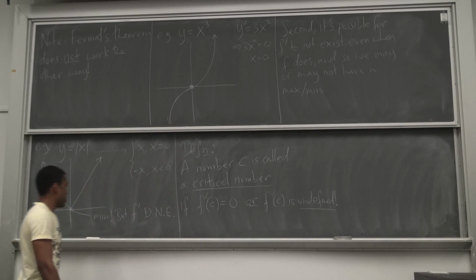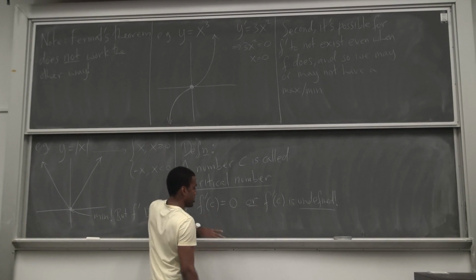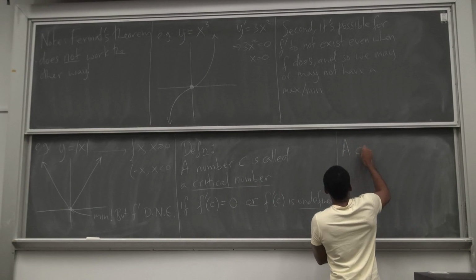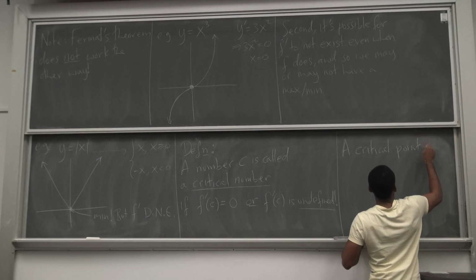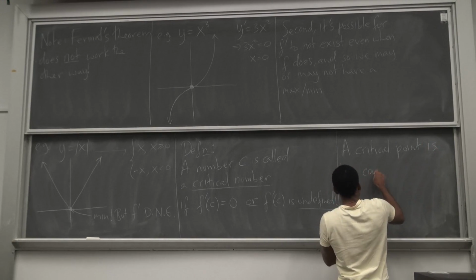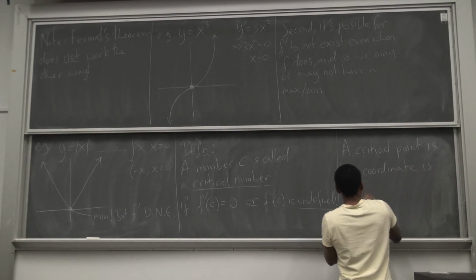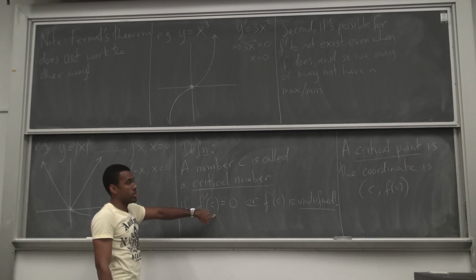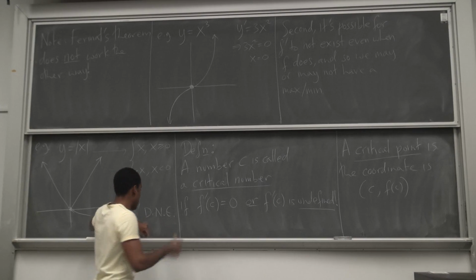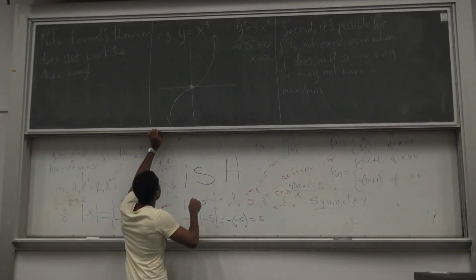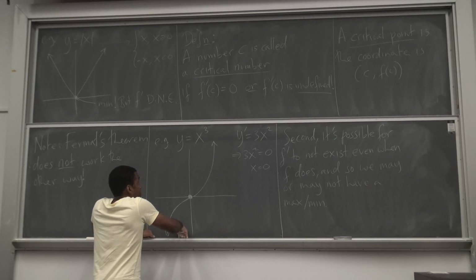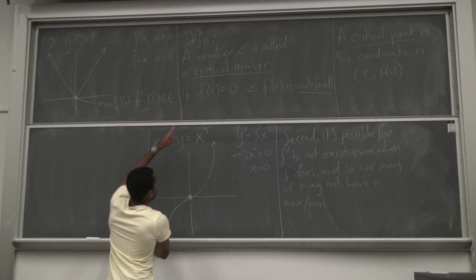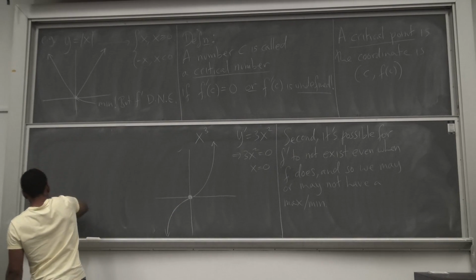So points like that, I'm going to want to be able to find. Points like this, I'm going to want to be able to find. So there are two situations that I'm always going to be checking. And that's called a critical number. A critical point is a coordinate where the x value is a critical number: c, comma, f of c. So a number is critical if the derivative is 0 there or it's undefined there. Those are things that we're going to want to pay attention to. You're going to see why soon. That's actually an important definition to know, to know where to find a critical point or critical number.